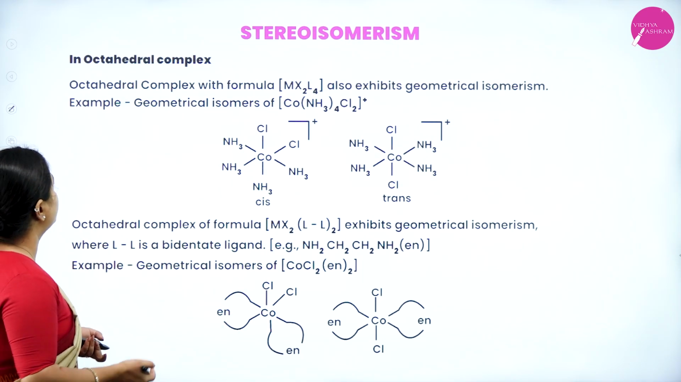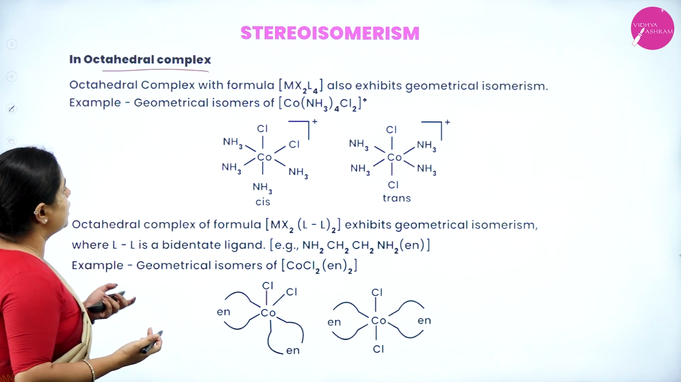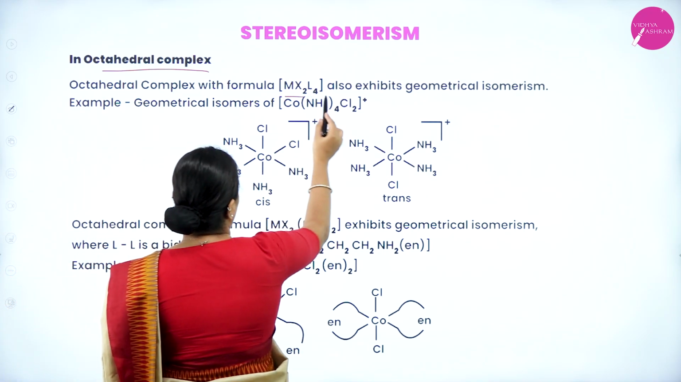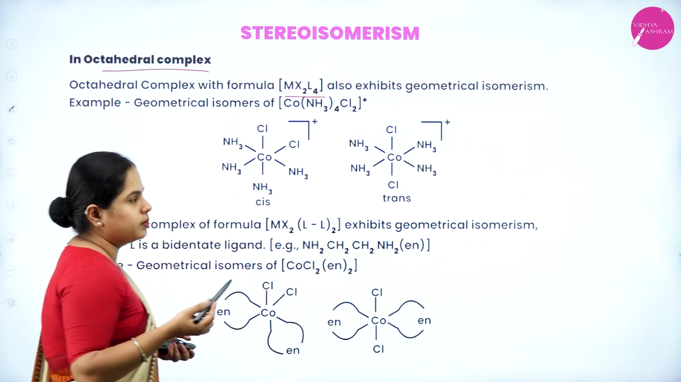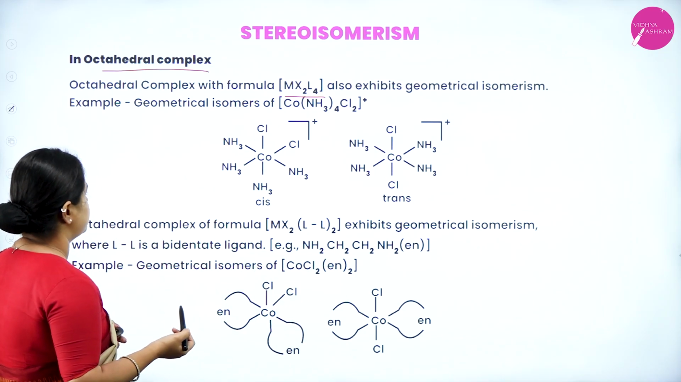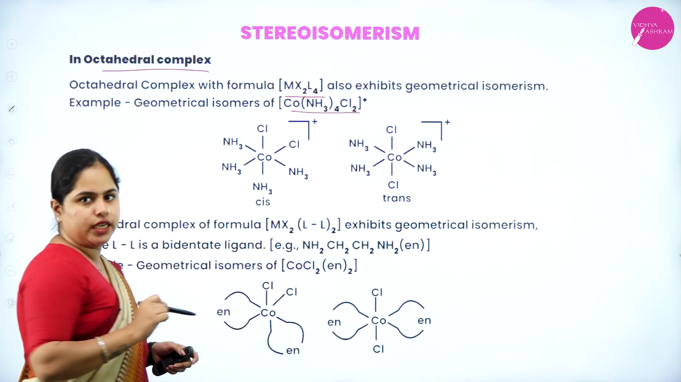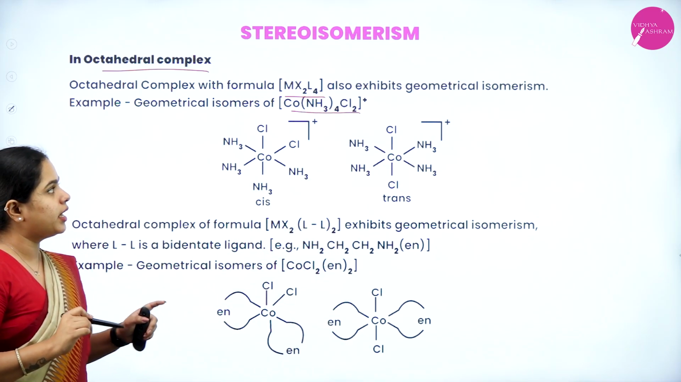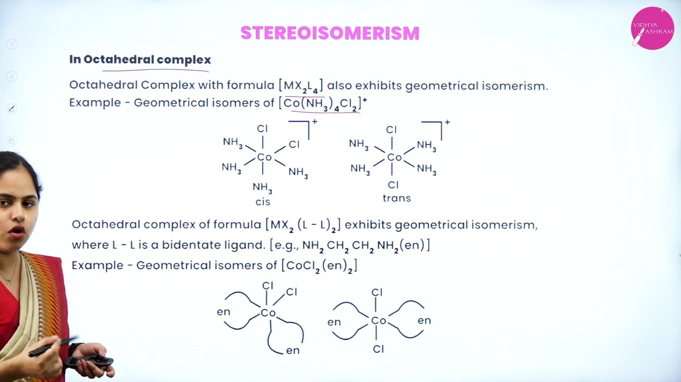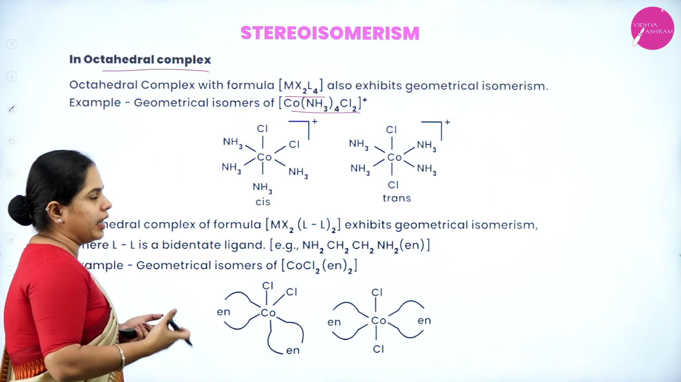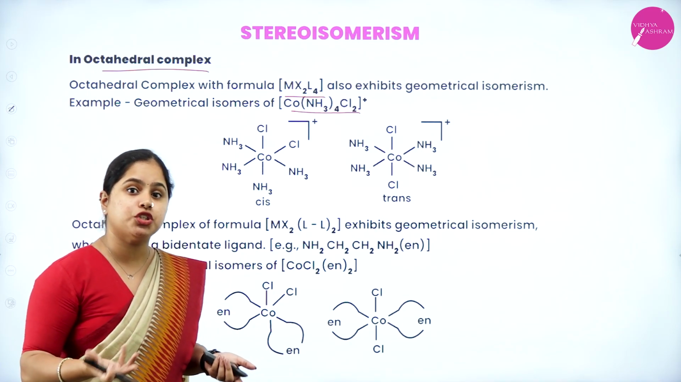Clear? Now moving on to octahedral complexes, how we determine the geometrical isomers. An octahedral complex with formula MX2L4, that means there are 2 ligands of X and 4 ligands of L, also exhibits geometrical isomers. So we are going to write the geometrical isomers for [Co(NH3)4Cl2]. Here you can see there are totally 6 ligands present, so it is octahedral, coordination number 6. So how can we write a cis and trans isomer for this one?